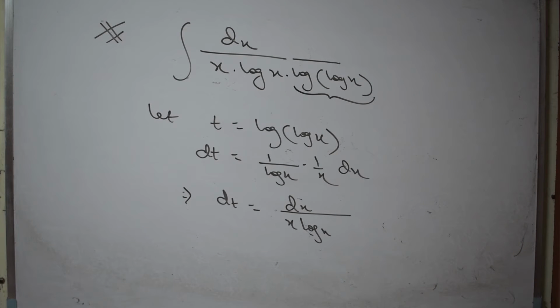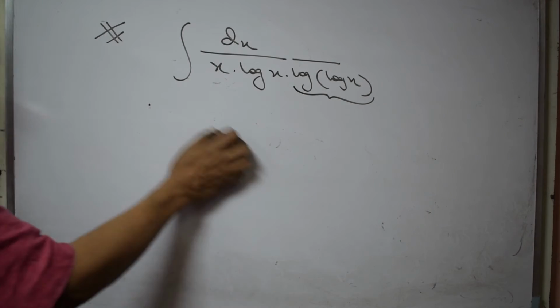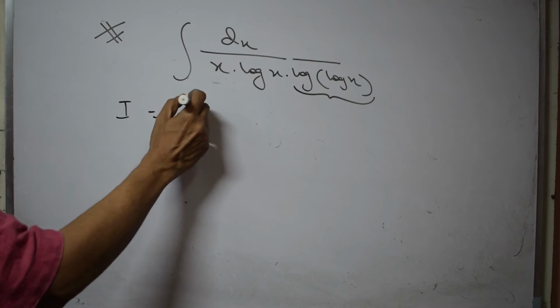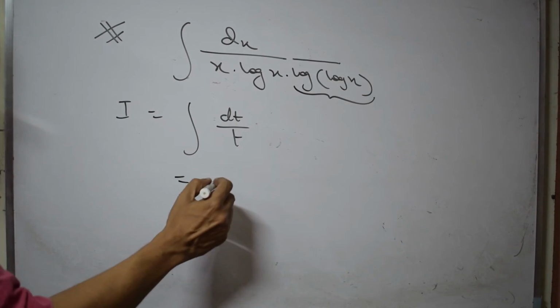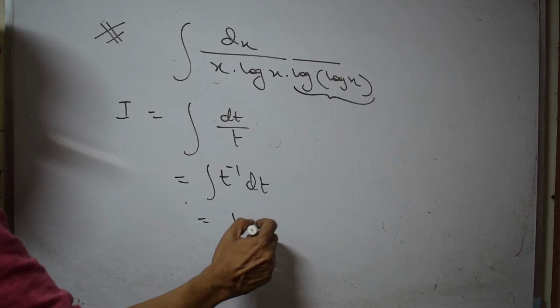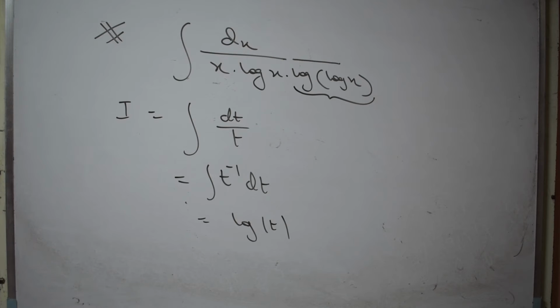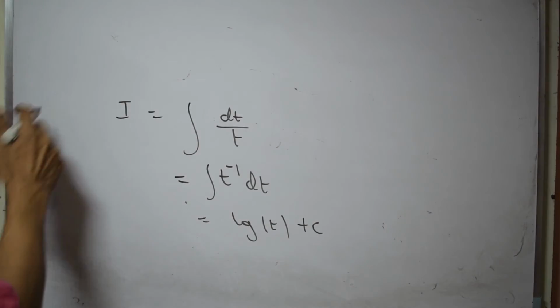So what you are finding in this problem is this expression is t and this expression is dt, because dx by x log x. So we replace that in the question now. That means integral I is equal to dt by t. This part, dx by x log x, is dt, and this part is taken as t. So our final answer is integration of t to the power minus 1, which is log t. So t we have assumed as log of log x. So we'll write the final answer as log of log log x.